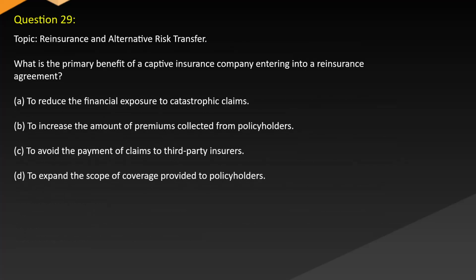Question 29. Topic: Reinsurance and alternative risk transfer. What is the primary benefit of a captive insurance company entering into a reinsurance agreement? A. To reduce the financial exposure to catastrophic claims. B. To increase the amount of premiums collected from policyholders. C. To avoid the payment of claims to third-party insurers. D. To expand the scope of coverage provided to policyholders.